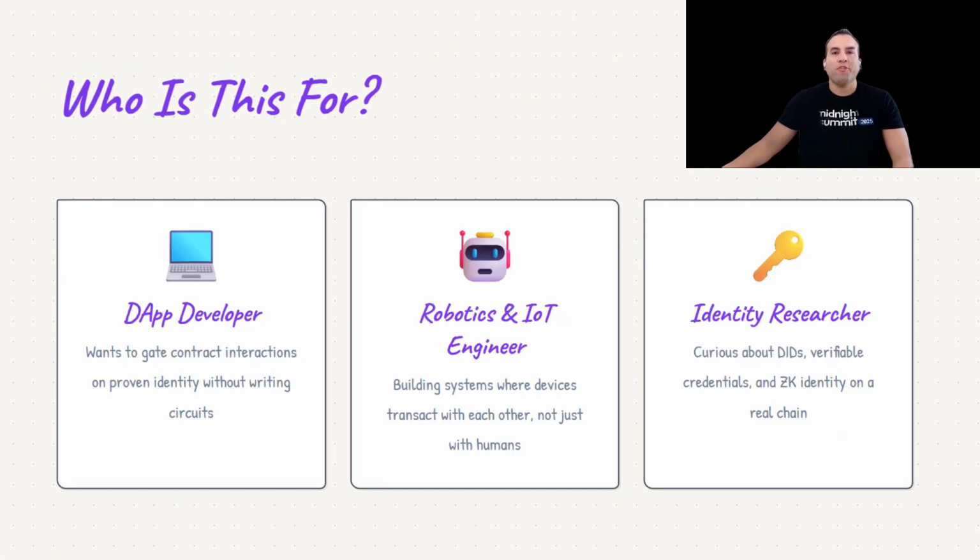So, who is this for? 3 audiences. First, the app developers who want a concrete pattern for identity-gated interactions, a drop-in recipe you can use on your next contract. Second, robotic and IoT engineers who are thinking about device-to-device transactions and need a foundation to start from. And third, identity researchers who are curious about how digital identities land on a real chain with real zero-knowledge primitives. If any of those is you, you are in the right place.